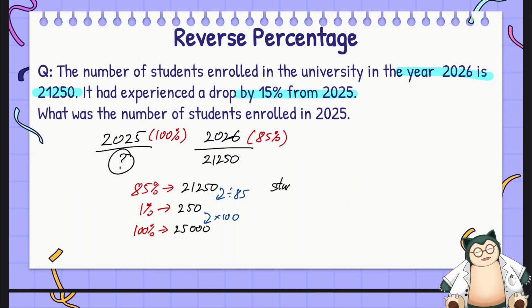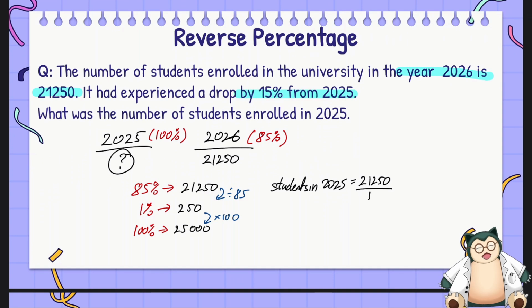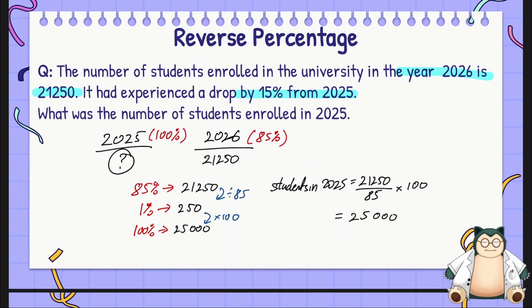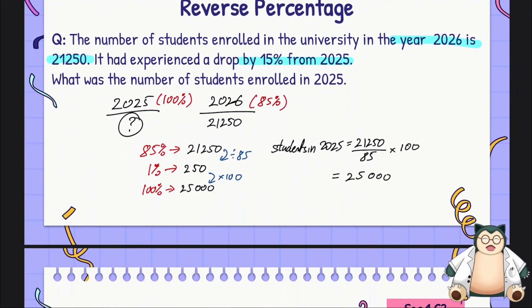Or we can do it in one step. So students in 2025 would be 21,250 divided by 85, to get 1%, and we multiply by 100 directly, and this will also give us 25,000. Okay, I hope that's clear to everyone.